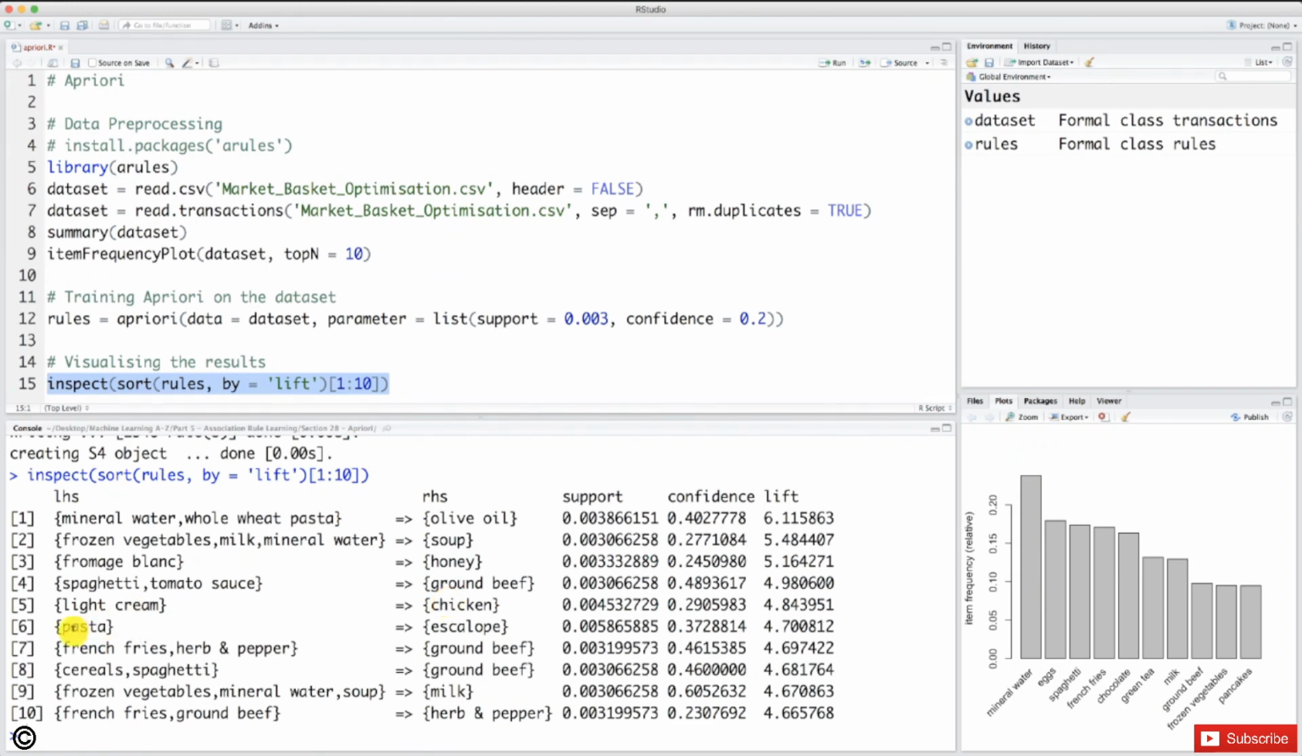And then what do we have? We have, if people buy pasta, they will buy escalope in 37% of the cases. Well, why not? That goes well together. That's simply what French people in the south of France love to eat in their meals. And maybe that's also related to French taste, that French people associate light cream with chicken. If we were in India, it would probably have been butter here, or butter chicken, which is a very good Indian meal. Okay, and then we have French fries and herb and pepper that go very well with ground beef, of course. That's a classic French meal.